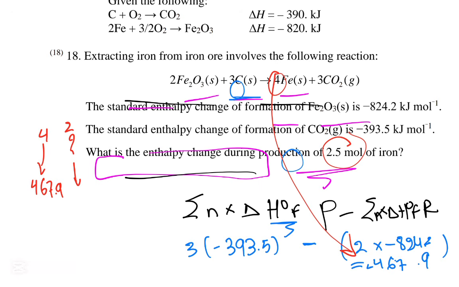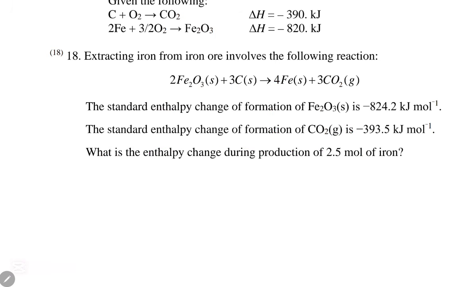My bad, this is 2.5. Sorry, I messed up a lot. 4 gives you 467.9. So how much will 2.5 give you? This would be cross multiplication. So 2.5 times 467.9 divided by 4. So to the correct number of significant figures, 292 kilojoules. Or not per mole, just kilojoules. Okay, here instead, this is kilojoules per mole of what? Of reaction.